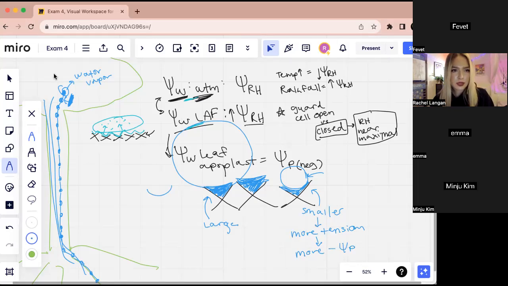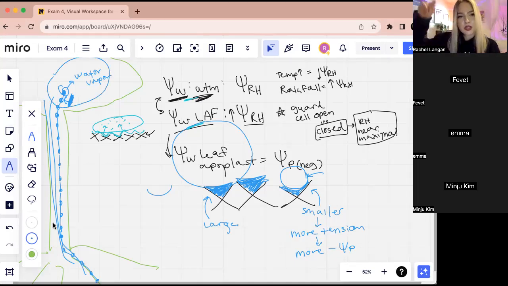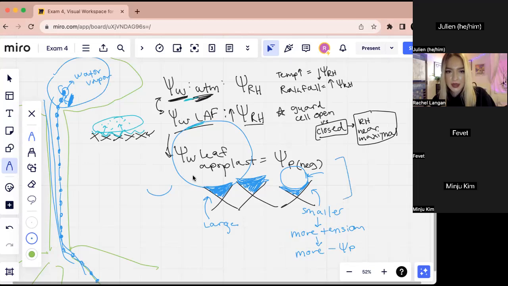So over here, when I was drawing a little water vapor molecule moving up and pulling and causing the whole chain of water to feel more pull, if we were to zoom in on that area, this is what's happening, and this is the physics explanation for why there's more pull.